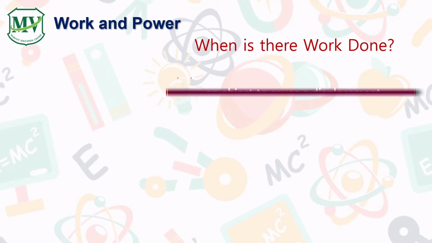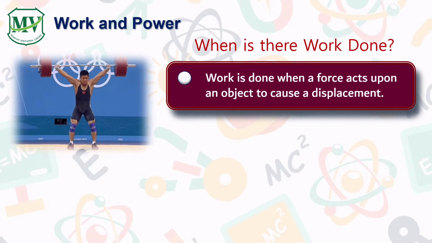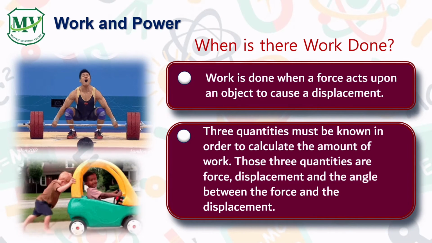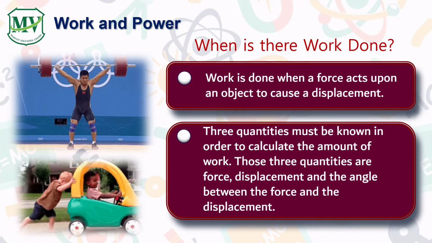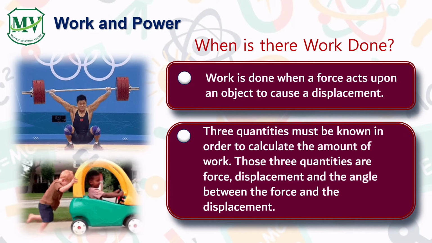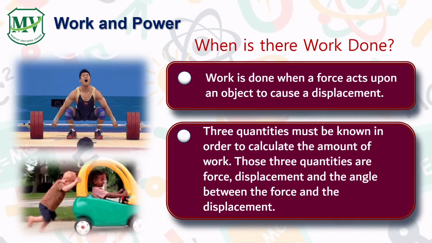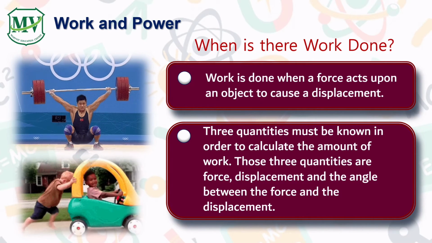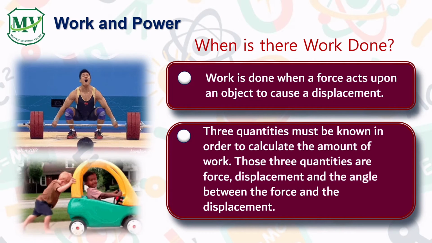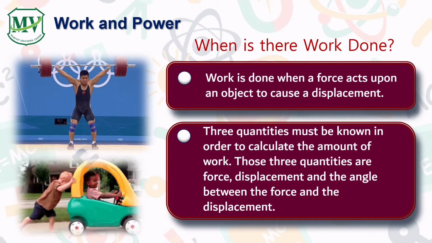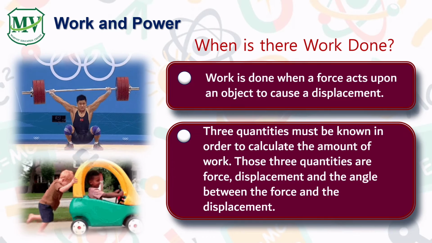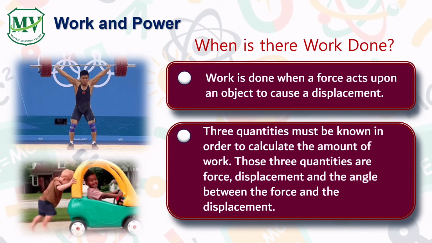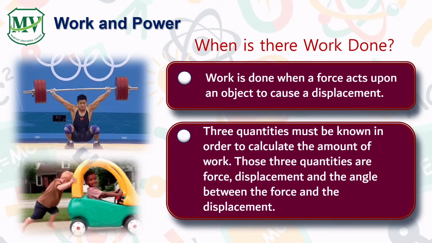Work is done when a force that is applied to an object moves it. Now, when a force acts to cause an object to be displaced, three quantities must be known: force, displacement, and the angle between the force and the displacement. The work is subsequently calculated as force times the displacement times cosine theta, where theta is the angle between the force and the displacement vectors.